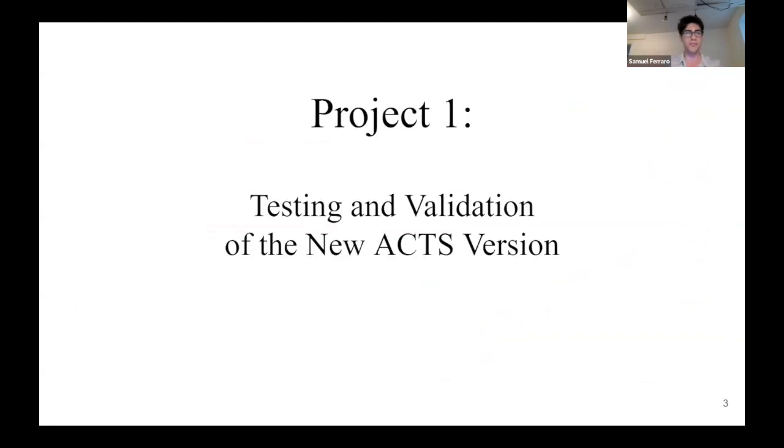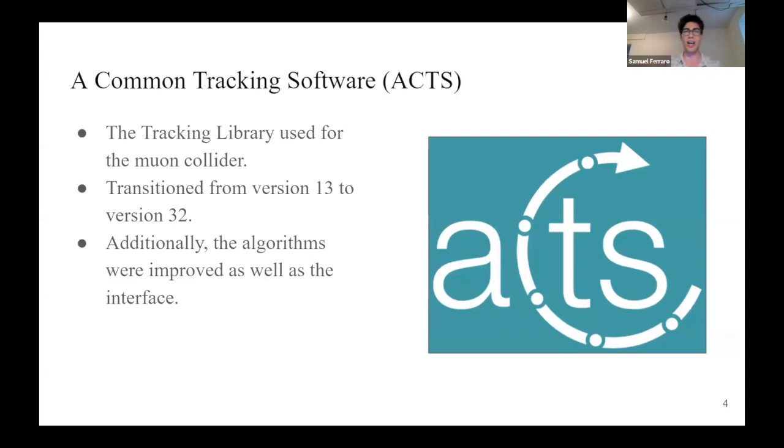My work this summer is broken down into two projects with the muon collider. The first being the testing and validation of the new ACTS version. ACTS, or A Common Tracking Software, is the tracking library that was chosen to be used for the muon collider. Track reconstruction, just to give you an idea, is the process of taking all the hits that hit the innermost detector of one of these particle colliders, either CMS or ATLAS or a proposed muon collider, and building up the tracks that particles took through it. So seeing it, there are a bunch of hits, and maybe this hit and this hit all go together as part of a track of a particle going through with a certain amount of energy.